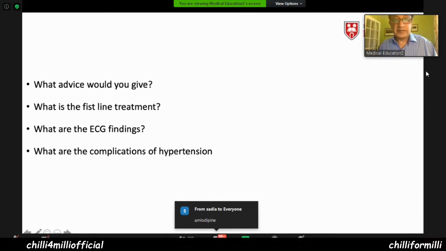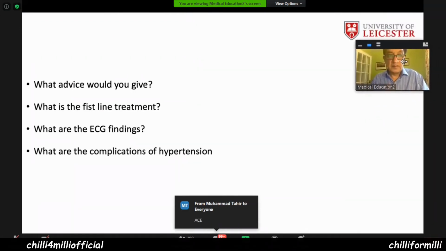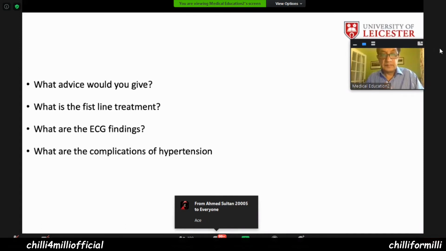Calcium channel blockers are the first-line drugs. Someone said calcium channel blocker. Actually, Nawal, you're spot on. It depends on whether the patient is younger than 55 or older than 55. Let's say that this patient is younger. What will you give, Nawal? So basically, your age will tell you. Digoxin we don't give in hypertension, sorry.